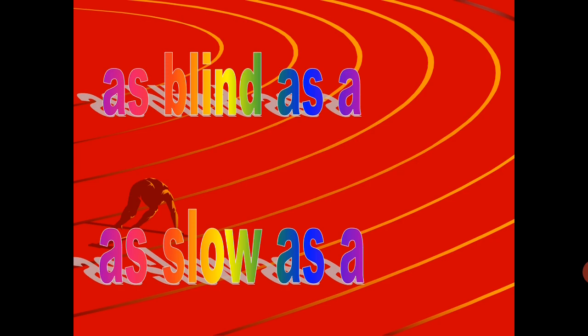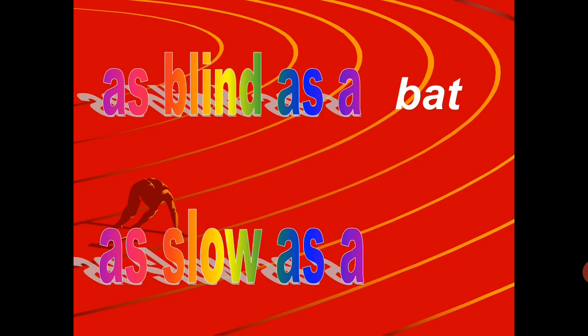The first one is as blind as a. Now think of the word with which you will compare the word blind. Likewise, as slow as a. Now what is slow? When we compare the word slow, what should be the answer? Okay, now I am giving you the answer.